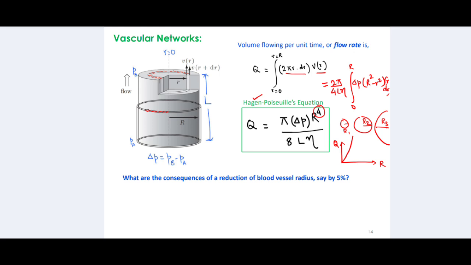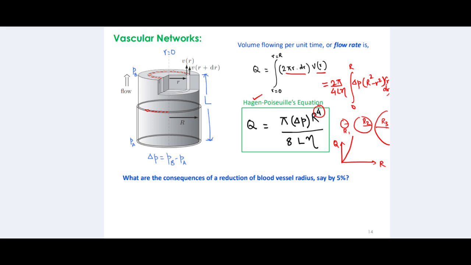Okay. Now, what are the two things you notice in the first formula and this one? This is an R square dependence. Okay. And here we have an R to the power 4 dependence. Alright? So if I were to decrease my R, so let's do a problem where, let's say I decrease my blood vessel radius by 5%.